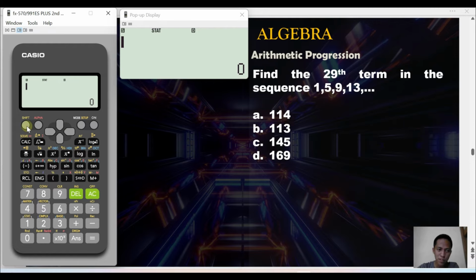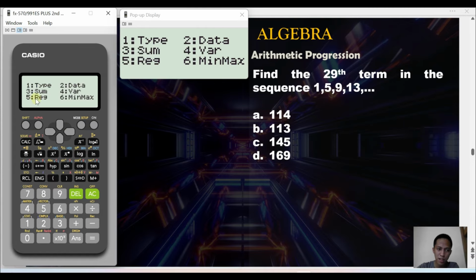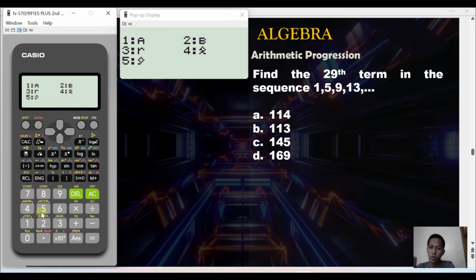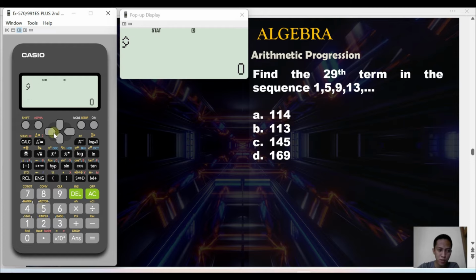Okay, so shift, stat, then regression. So number 5. So we are going to get the 29th term. Okay, so kung ano yung pang 29th na term, so that is y value. So click lang natin yung y, so that is 5. So lagay natin sa katabi niya the 29. Okay, equals natin. Okay, that is 113. So the 29th term is 113. Okay, so that is letter B.